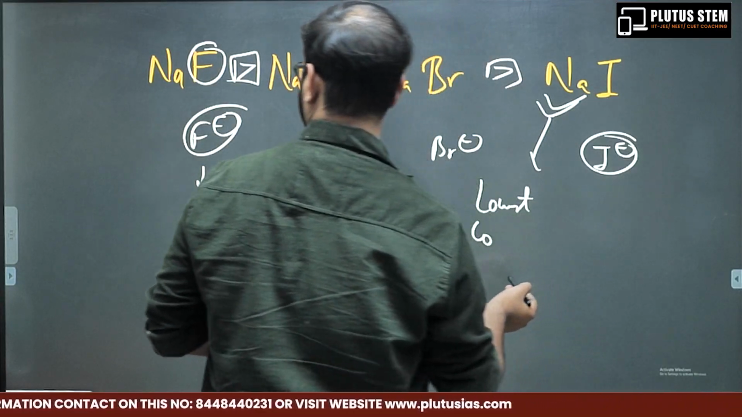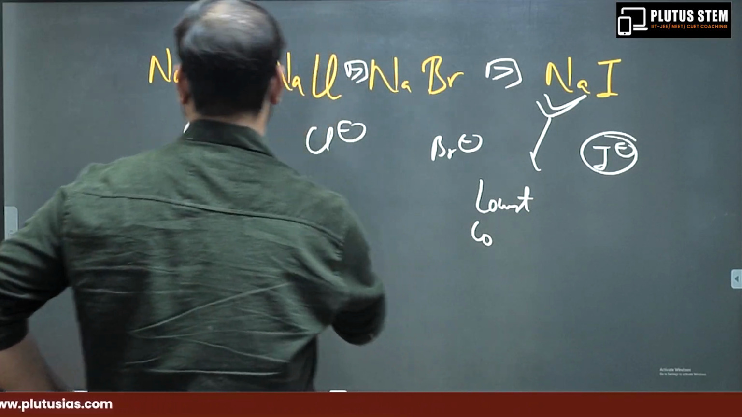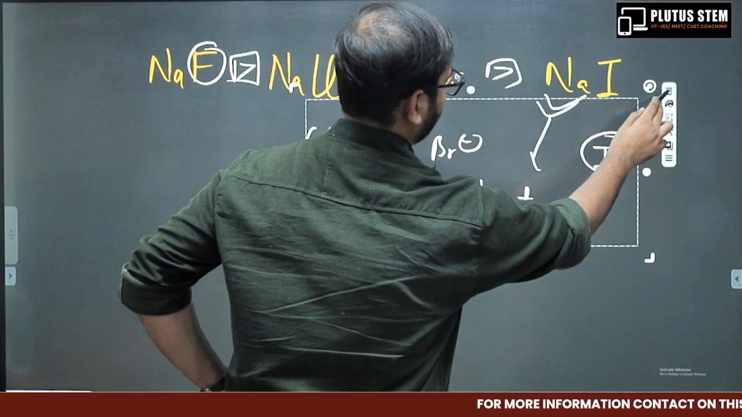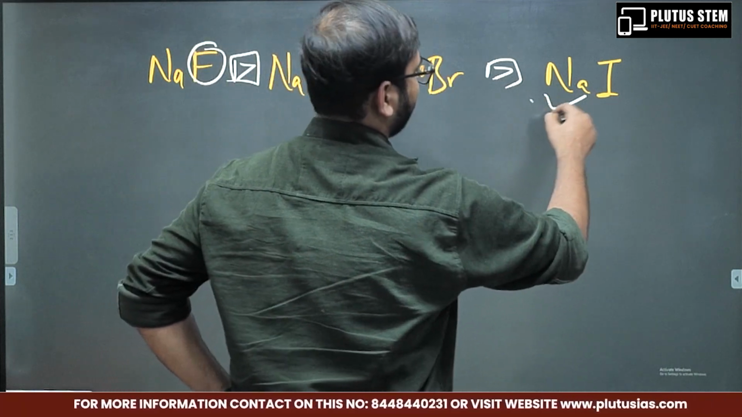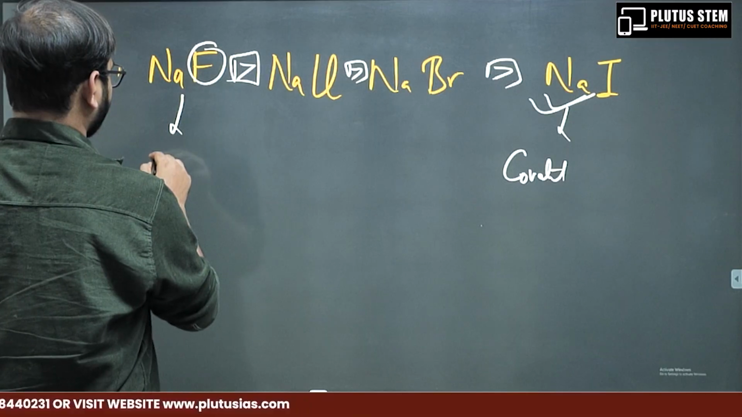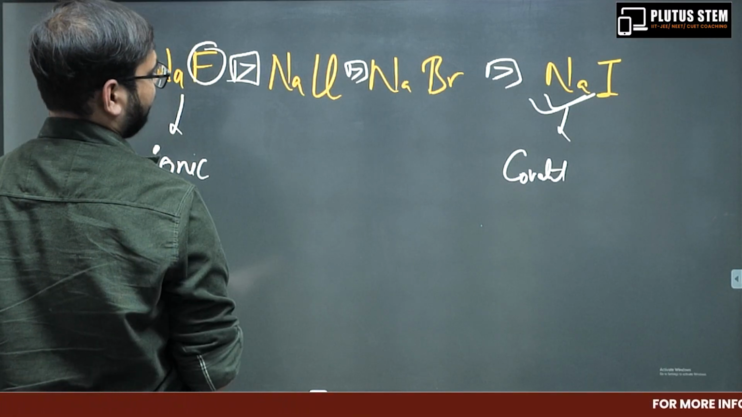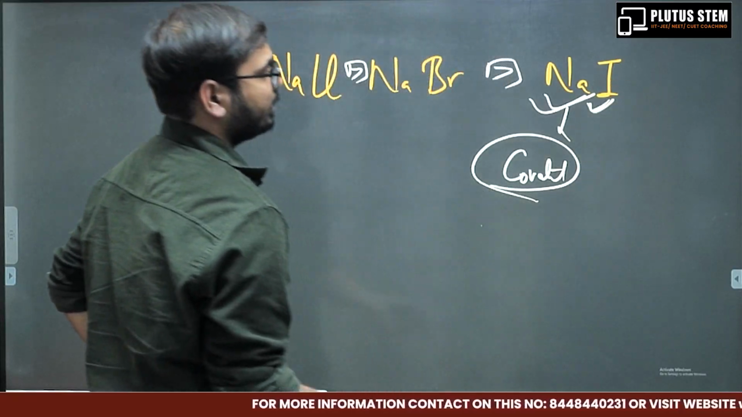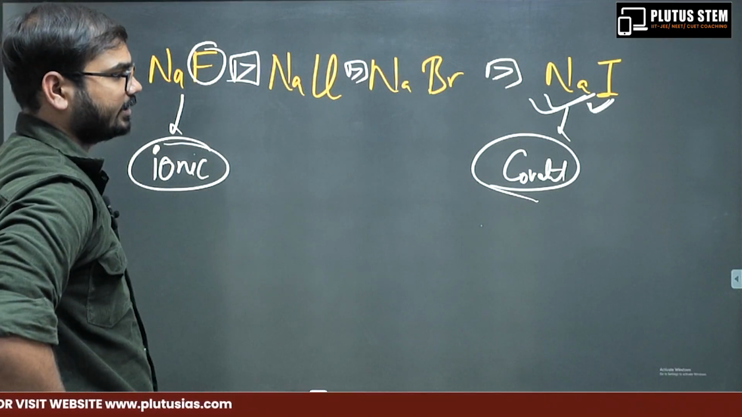Sorry, I have made it opposite. In this case, it is most easy to distort the electron cloud for this, so it will be more covalent, while this will be ionic in nature. This will be ionic in nature, and this will be covalent because it is the easiest to distort the electron cloud of the iodide ion, and this is for your ionic.